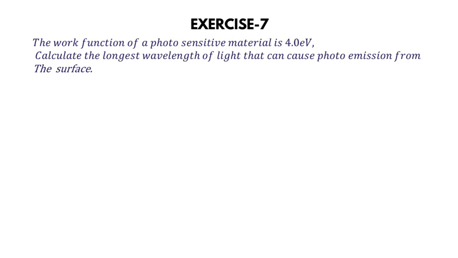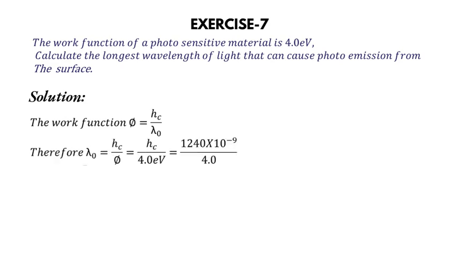In exercise 7, the work function of a photosensitive material is 4 electron volt. Calculate the longest wavelength of light that can cause photo emission from the surface. The work function φ equals hc/λ0. Therefore, λ0 equals hc/φ, and hc equals 1240 times 10 to the power minus 9 divided by 4. Therefore, λ0 equals 3.1 times 10 to the power minus 7 meter, which is equal to 310 nanometer.